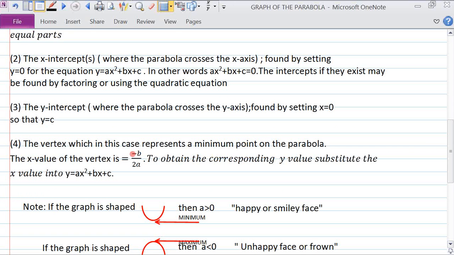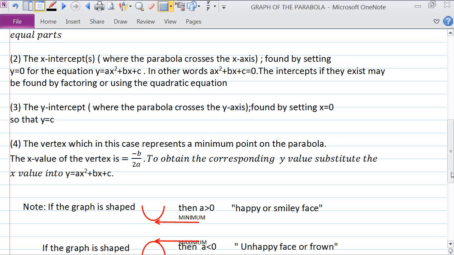And the vertex, in this case, represents only a minimum point on a parabola, in the example that we're talking about here. So the first thing, to get the vertex, we need an x value and a y value. The x value is the axis of symmetry value. And then we just substitute this into the equation to find the corresponding y value.